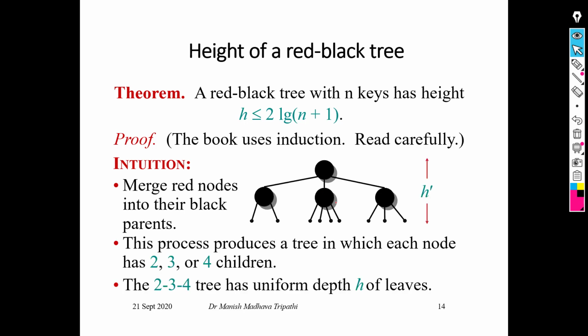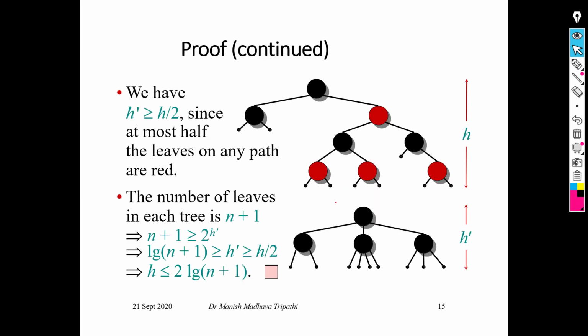Now what we do, we say that the height of this newly generated black tree is h dash. Initially the height was h. So if this height is h dash and initially the height was h, then there will be a relation between h and h dash. What is the relation? The new height h dash will be greater than or equal to h by 2.